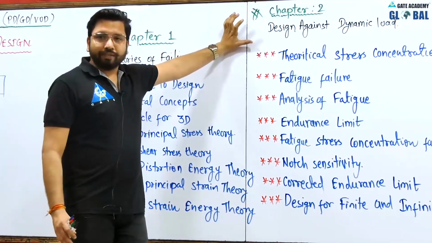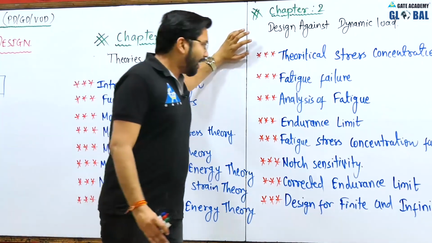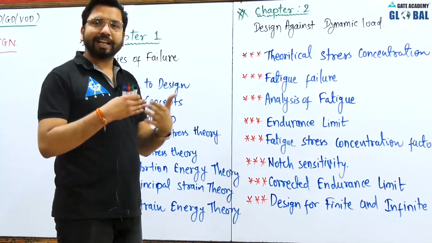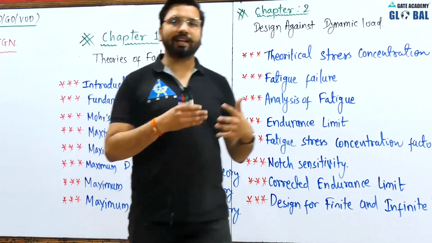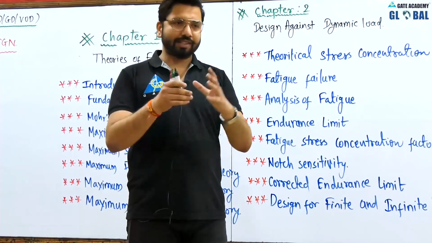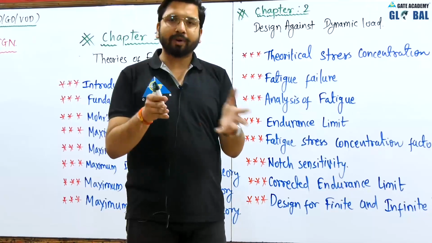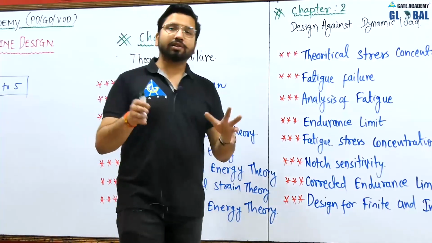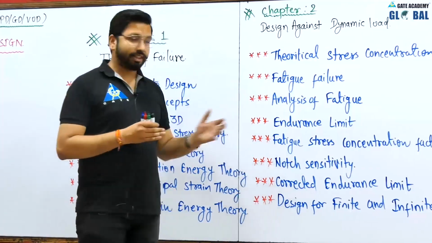Okay. So in that we will be discussing first the theoretical stress concentration factor, then I will be telling you what is fatigue failure, what are the various stages in which the fatigue failure will take place. Then I will be analyzing the fatigue. Okay, I will be telling you the endurance limit. Endurance limit is like, as we discuss the ultimate tensile strength and yield strength, which is the strength criteria or the information based on which we will be able to design any component against static load. In a similar manner, endurance limit is very essential in order to design any component against a dynamic load, that is a fluctuating load.